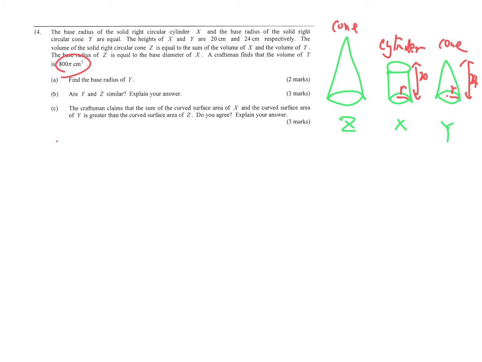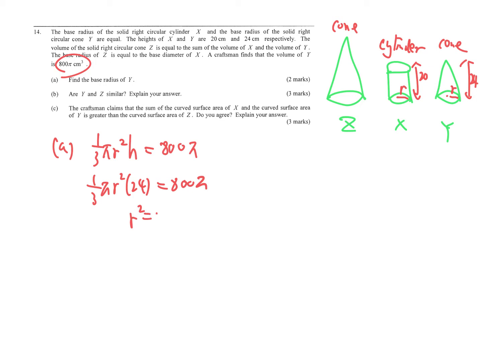For part A, we need to find the radius of Y. We know that the height of the cone Y is 24. Based on the volume of the circular cone, 1/3 pi r squared h equals 800 pi, and for h, we know that it's 24 this time. When we solve the equation, r is equal to 10. So the radius of Y is 10. This is the answer of part A.